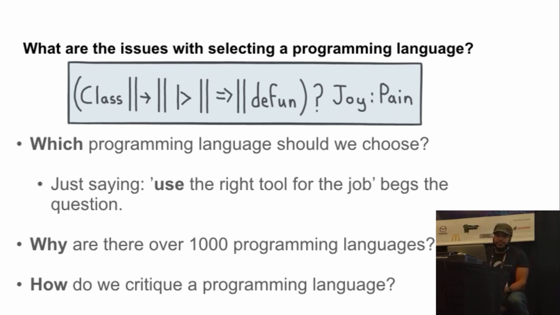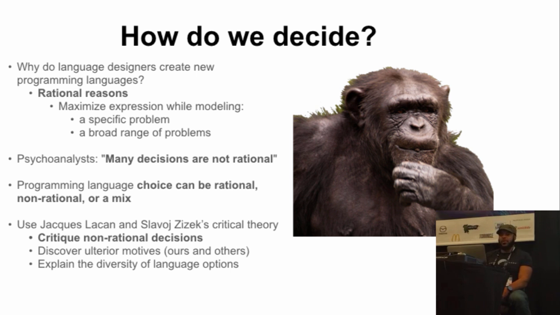All right. Some of the issues with selecting a programming language, and this is going to be drinking from a fire hydrant, by the way. So I'm going to be going very quickly because there's a lot of material to cover. What are the issues with selecting a programming language? Well, which programming language should we choose? And just saying use the right tool for the job begs the question. I hate it when people say that. Why are there over 1,000 programming languages, and how do we critique a programming language?